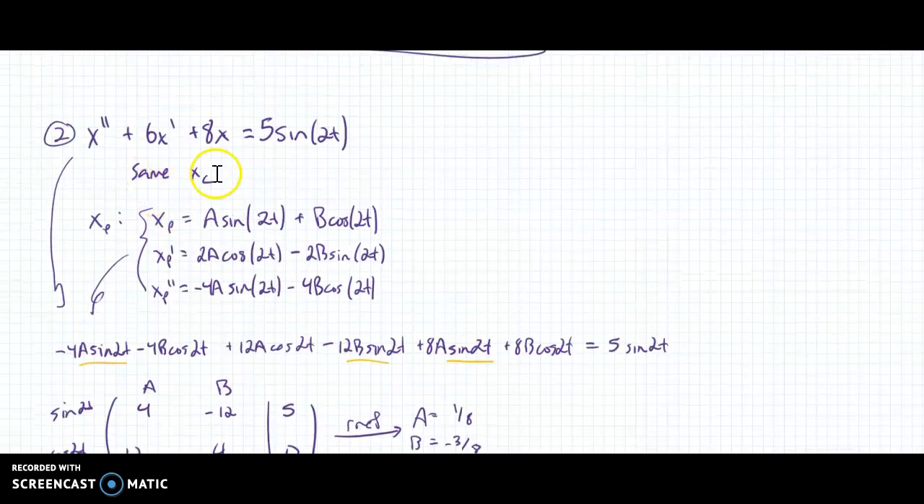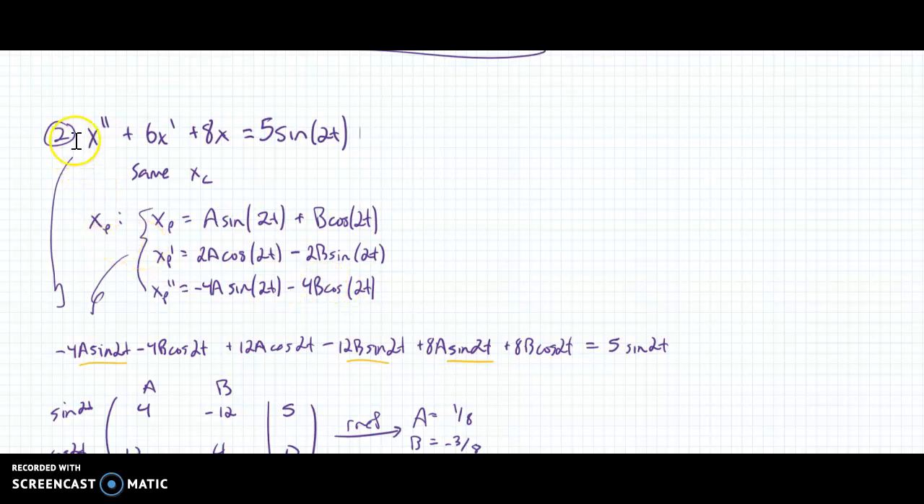So in this one, I have the same xc. I'm going to let my xp be a sine of 2t plus b cosine of 2t. That's because the sine derives to cosine and then comes back to the sine. So it repeats itself, right, with that 2t on the inside. We only care about this part of the function. We don't care about the 5 because we're going to take care of the 5 when we set up our system of equations. So xp, take the derivative, take the next derivative, be really careful with your negatives, with sines and cosines, and your chain rule.